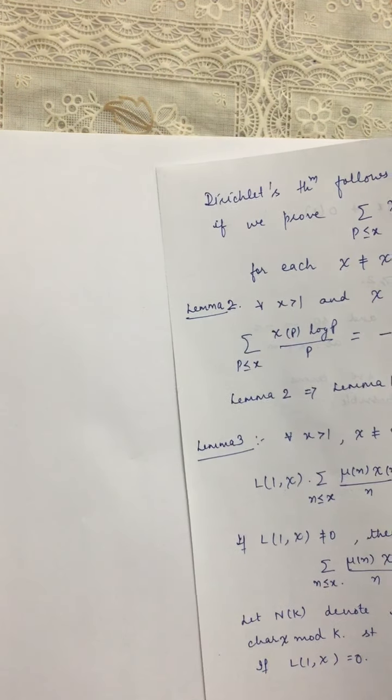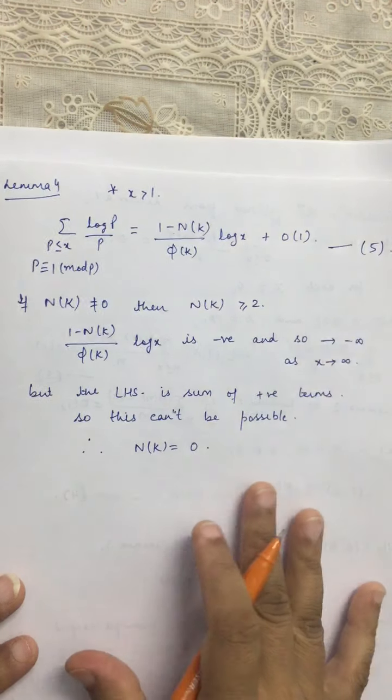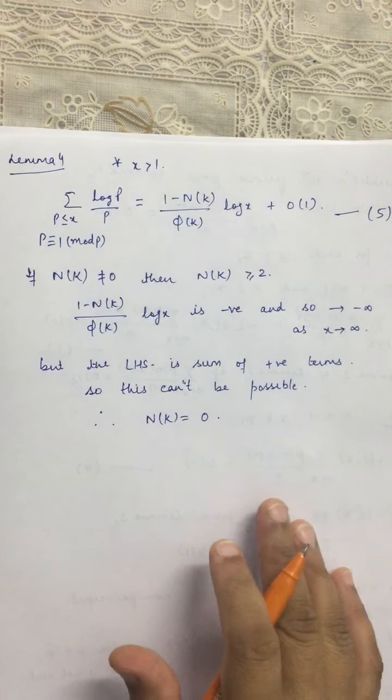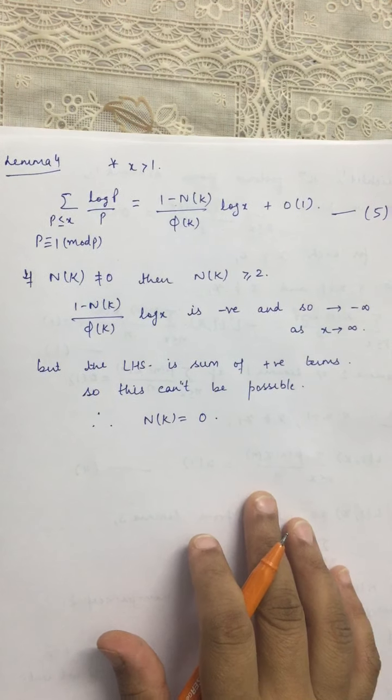Let us assume this equation to be 4 and this to be 5. Now we have lemma 5, which is needed to prove lemma 4.